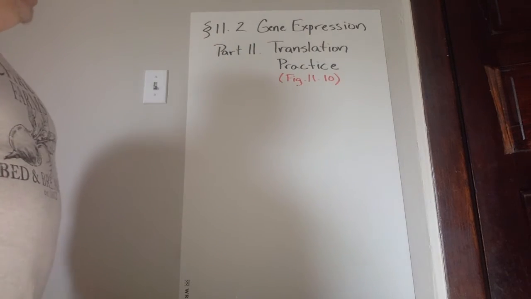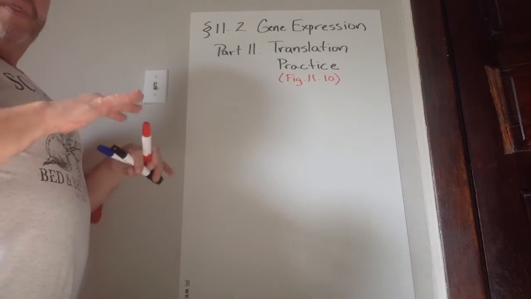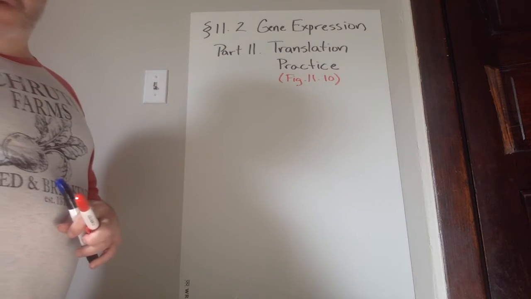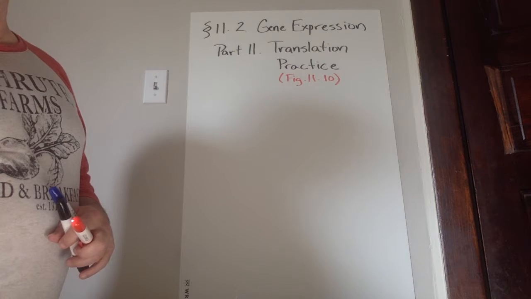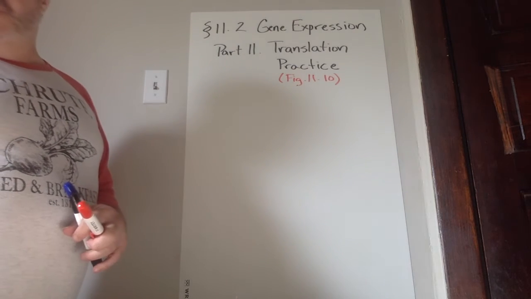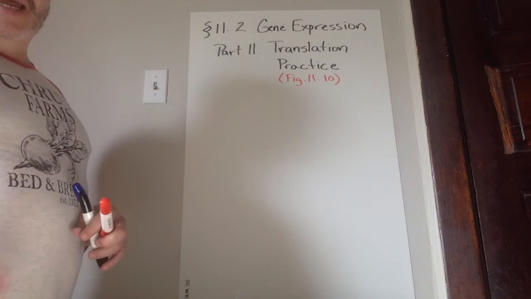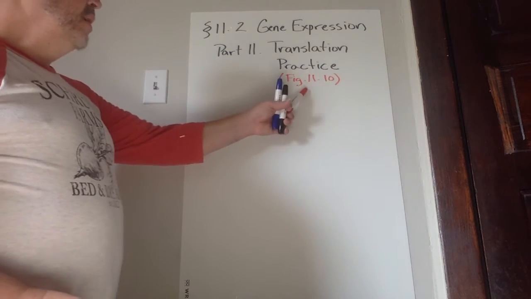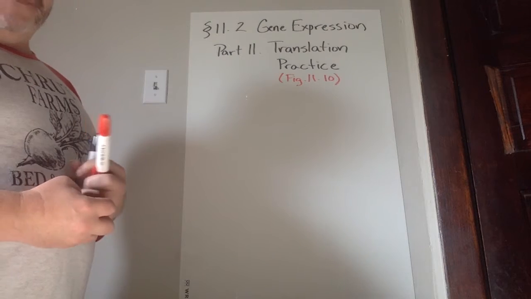Okay, so in the previous video we went over the general steps of translation. But you saw that they were putting very specific amino acids in certain spots. It turns out every 3 letters will bring a particular amino acid. And for that you need to look at figure 11.10.